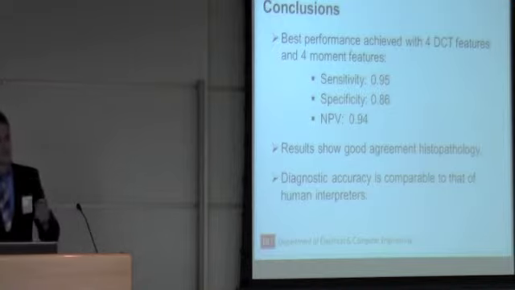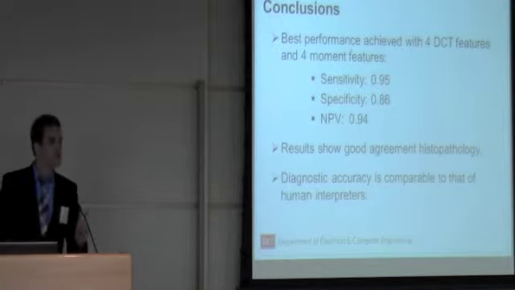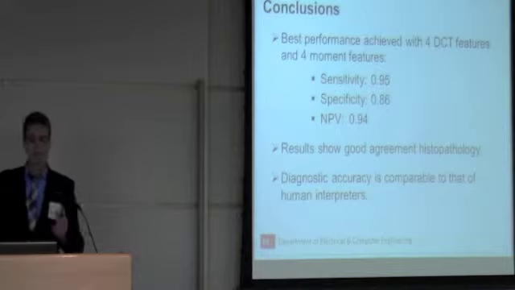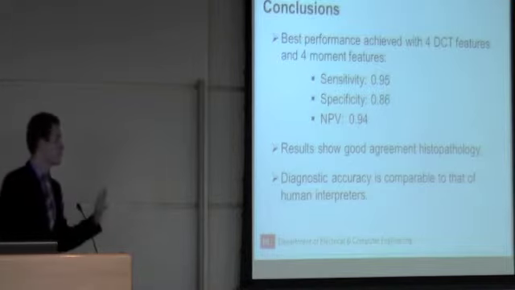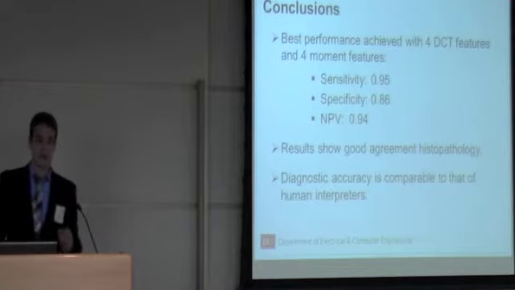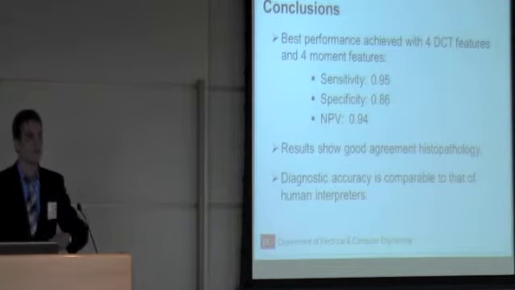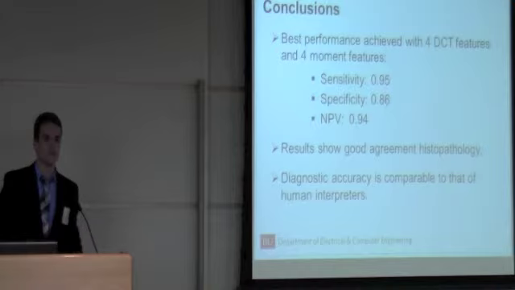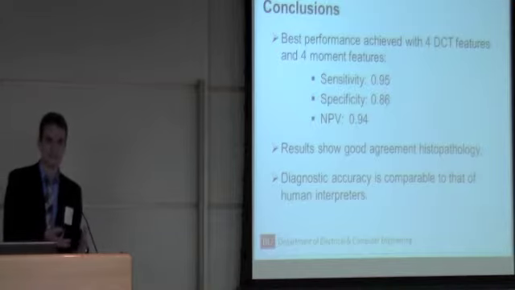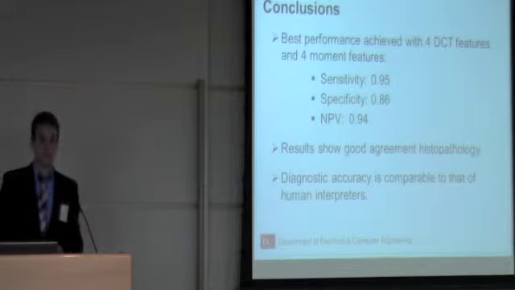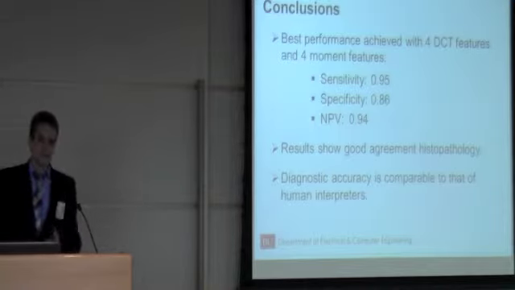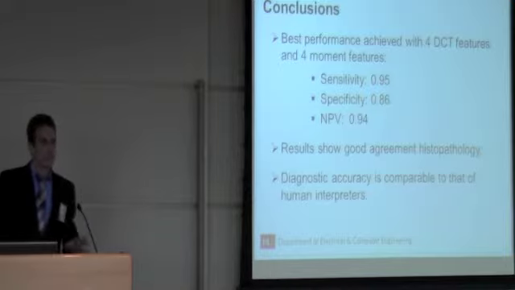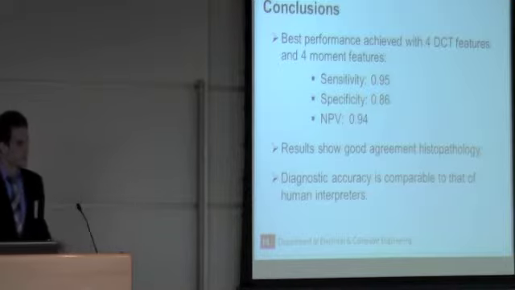What kind of conclusions can we draw from this study? Two things. The study shows that the results are in good agreement with histopathology. They're in good agreement with the underlying truth about the tissue, whether something is dysplastic or pre-malignant, or whether something is benign. So this is good. The diagnostic accuracy is comparable to what is shown for human interpreters in clinical studies.